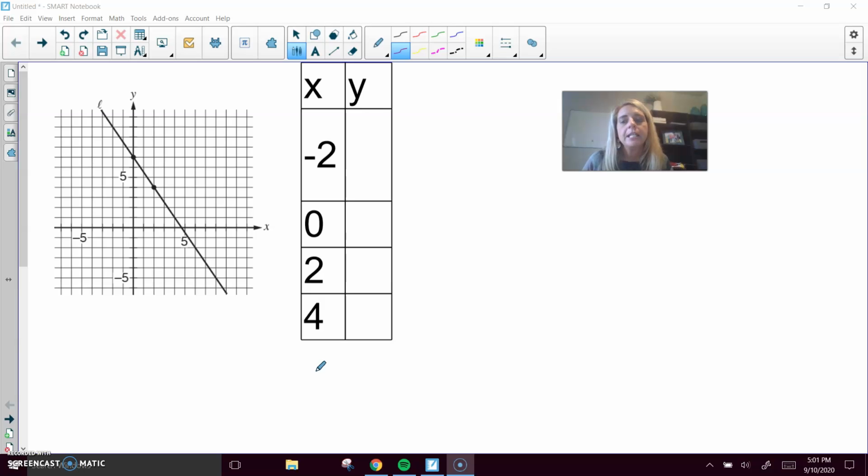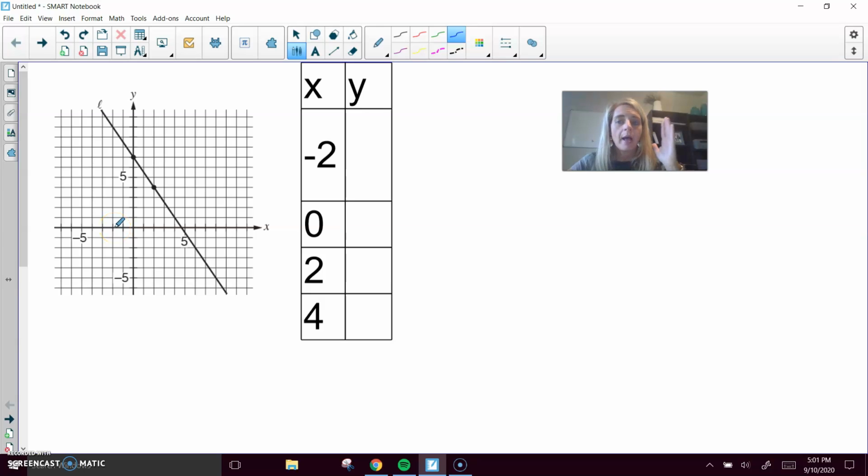So on slide 15, they gave us the graph of the line. From that, we want to fill in the table with the coordinates. As you notice, the first x coordinate that they gave us was -2. So I want to go along my x-axis and find -2.